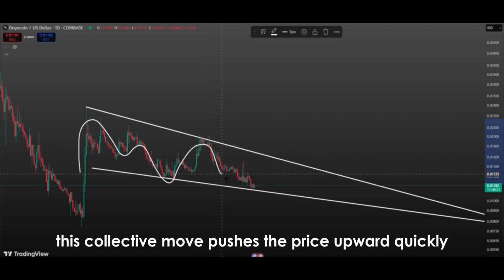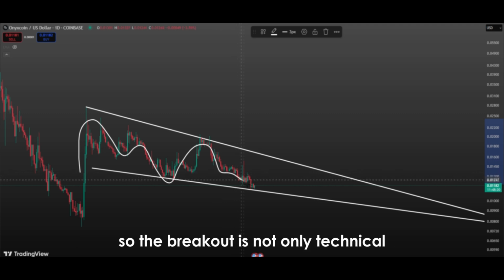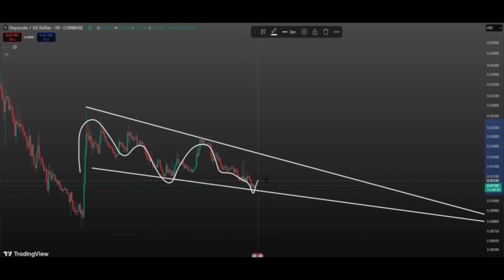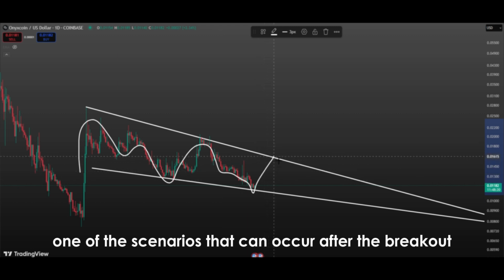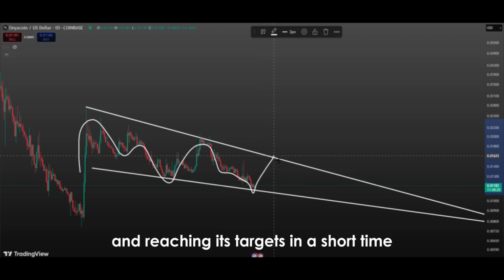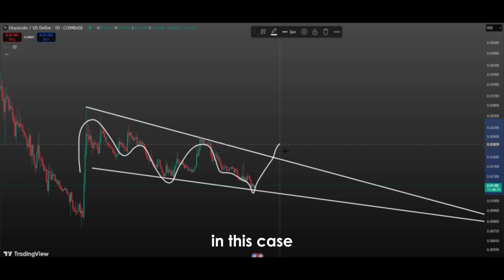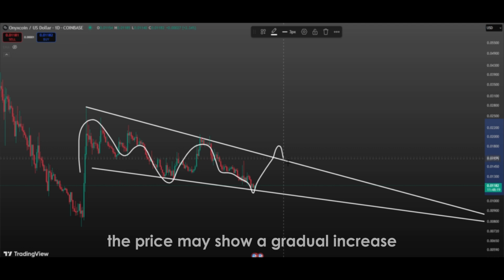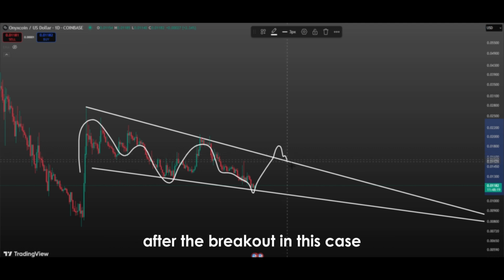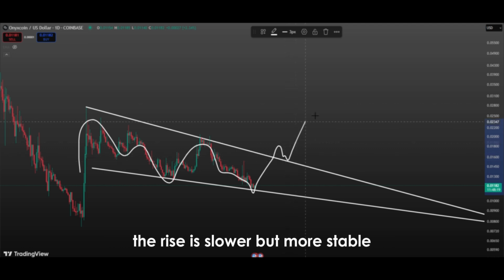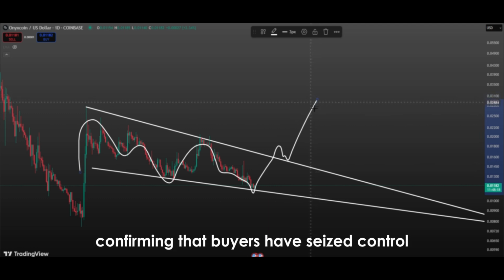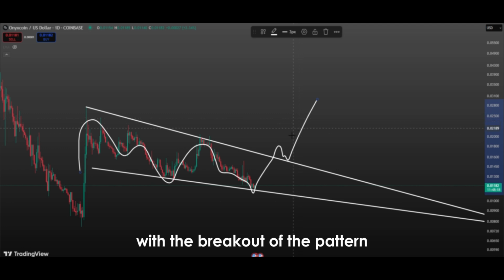This collective move pushes the price upward quickly, so the breakout is not only technical but also a psychological turning point. One of the scenarios that can occur after the breakout is the price rising rapidly and reaching its targets in a short time. In this case, quick profit opportunities arise for investors. In another scenario, the price may show a gradual increase after the breakout. In this case, the rise is slower but more stable. In both situations, the important point is confirming that buyers have seized control with the breakout of the pattern.